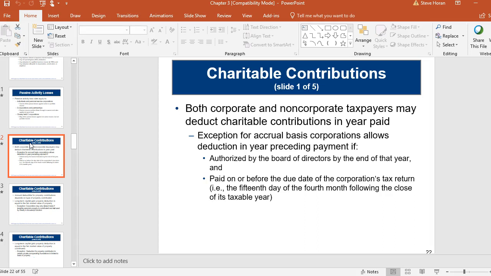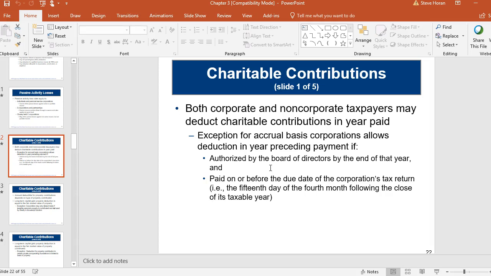Then charitable contributions, there's a few different rules for those. These are on page 10. Both corporate and non-corporate taxpayers can deduct charitable contributions in the year paid, except accrual basis corporations are allowed a deduction in the year preceding payment if. So what's odd is that an accrual basis corporation, if the board of directors authorizes a donation and it is paid on or before the date of the corporation's tax return, it can be deducted in the previous year.